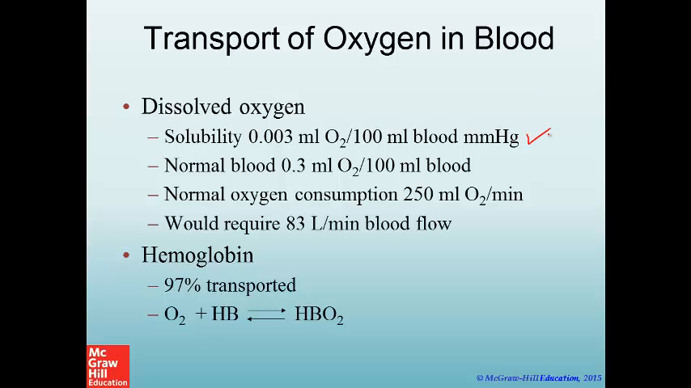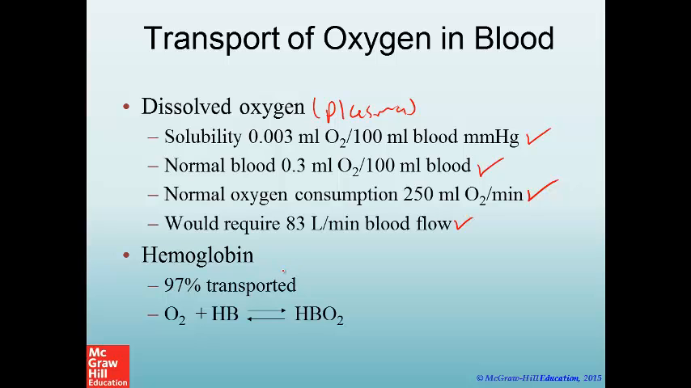Oxygen has a relatively low solubility in blood. So normal blood has a low content as far as oxygen dissolved in the plasma. Your normal oxygen consumption is about 250 milliliters per minute. So if we were to rely only on dissolved oxygen, only on what was in the plasma, it would require a blood flow rate of 83 liters per minute. Your heart would be pumping like a hummingbird. So that's not going to happen.